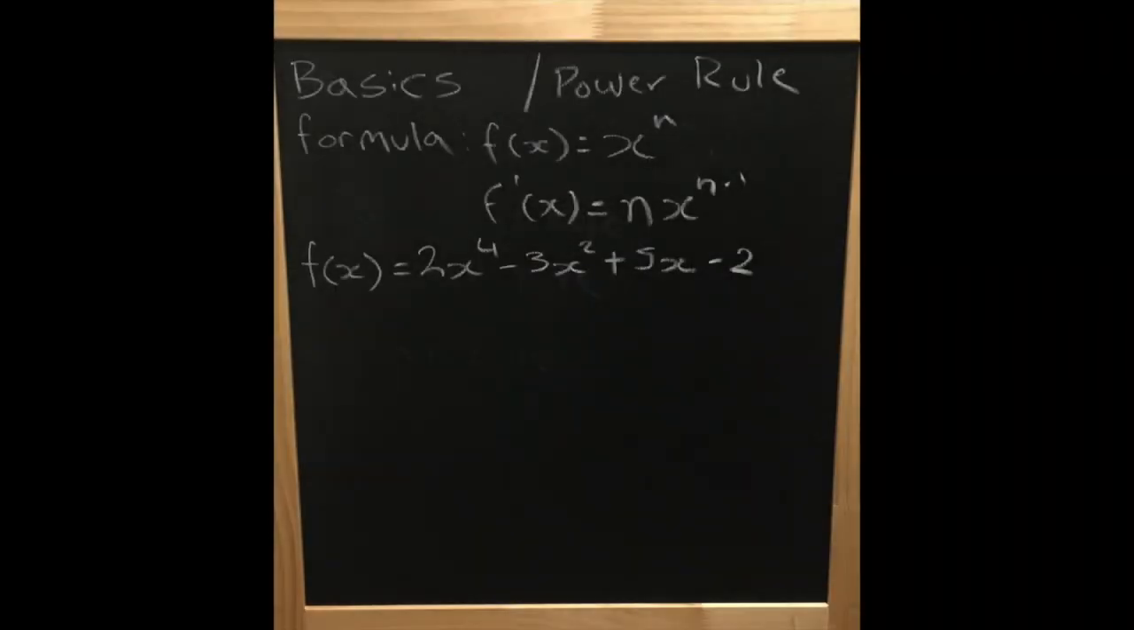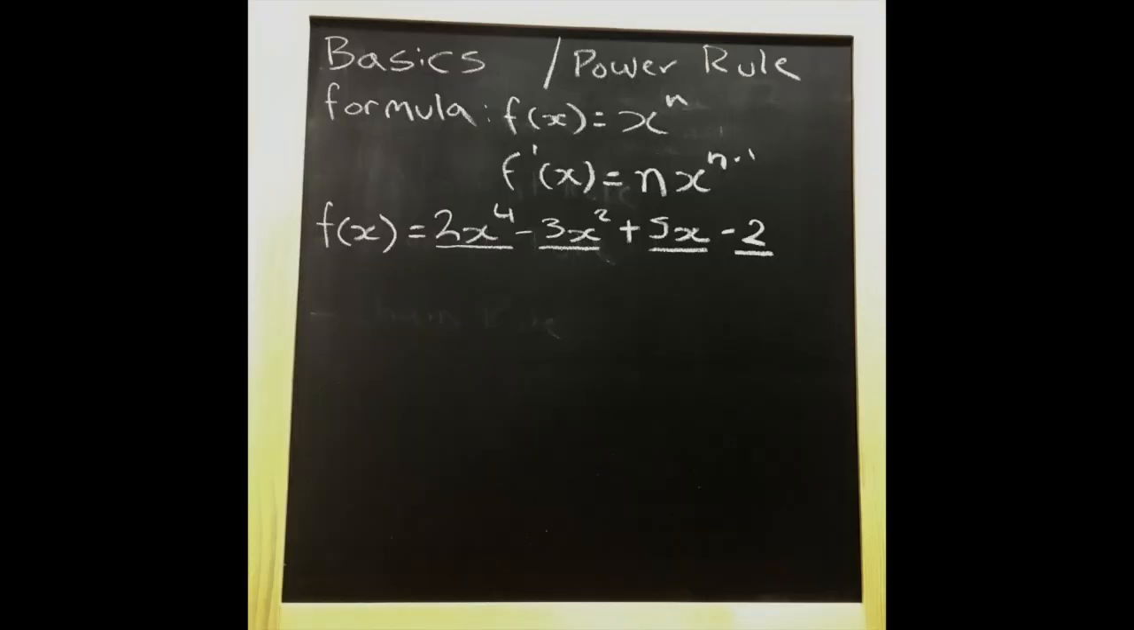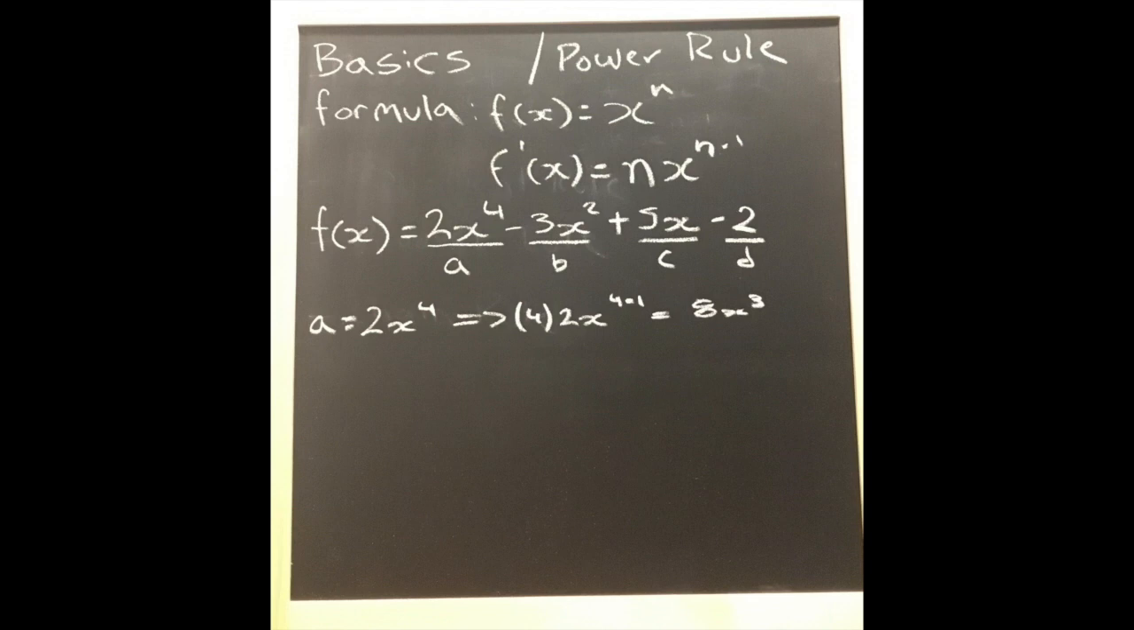Now let's use this formula to try to solve f of x equals 2x to the power of 4 minus 3x to the power of 2 plus 5x minus 2. A good way to tackle this is to separate each term by itself. I'm calling them, let's just say in this case, a, b, c, and d. Now let's apply the power rule to each letter.